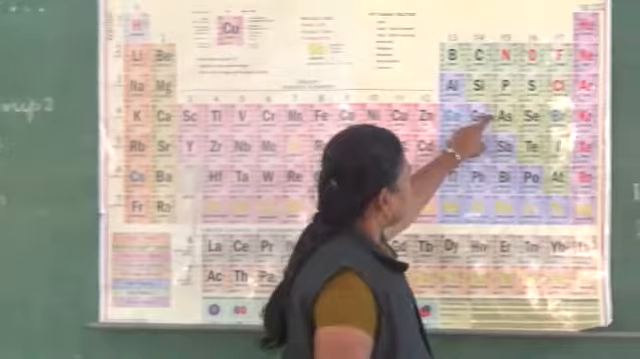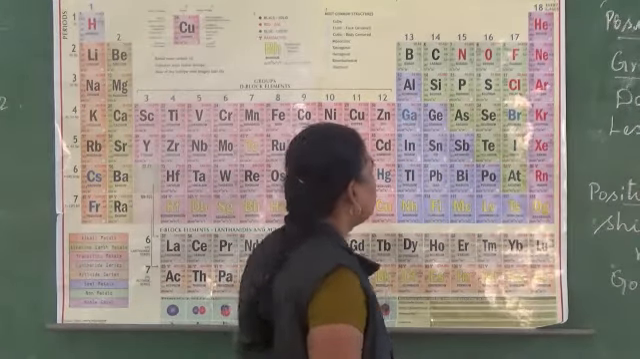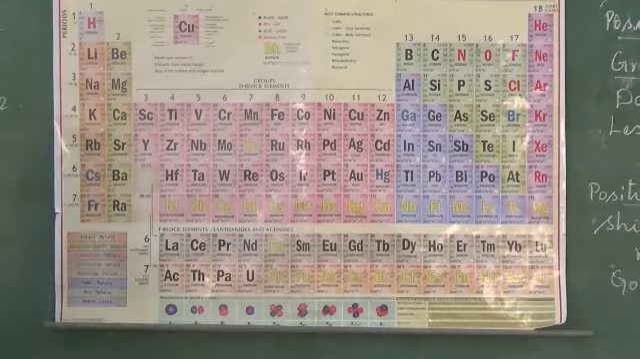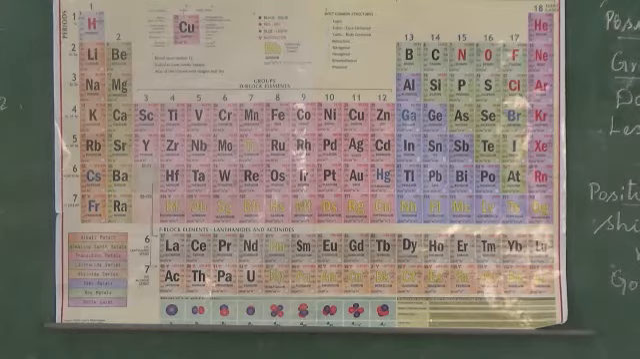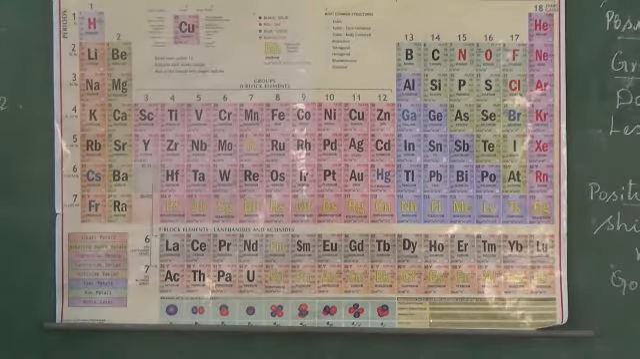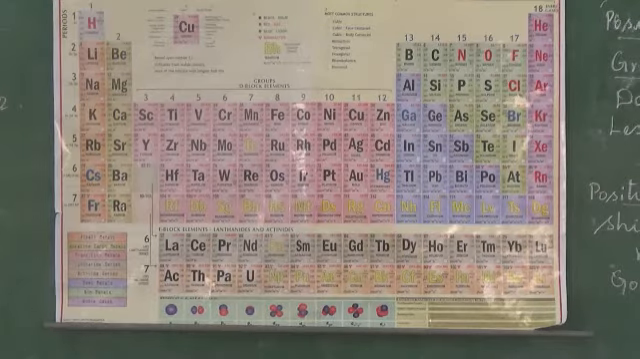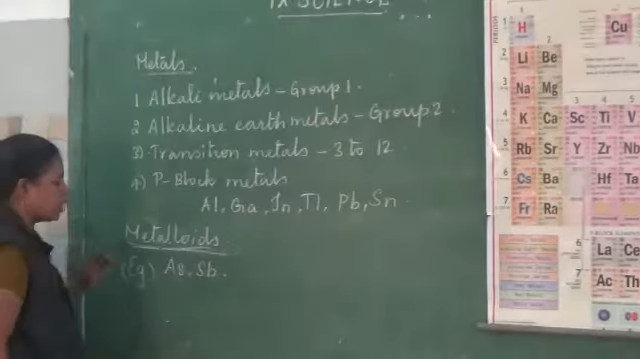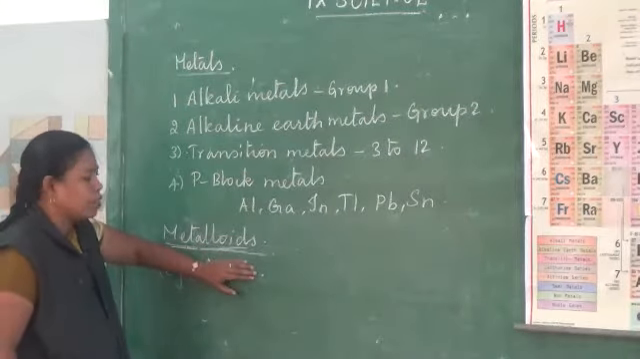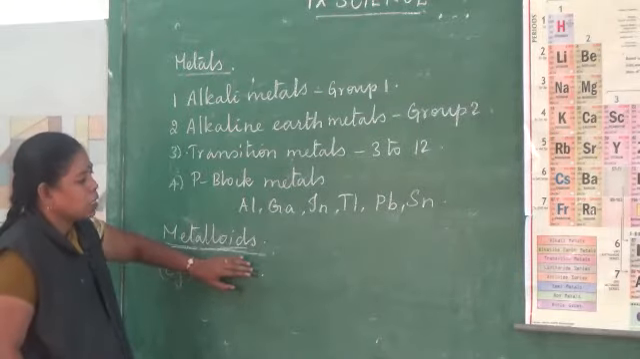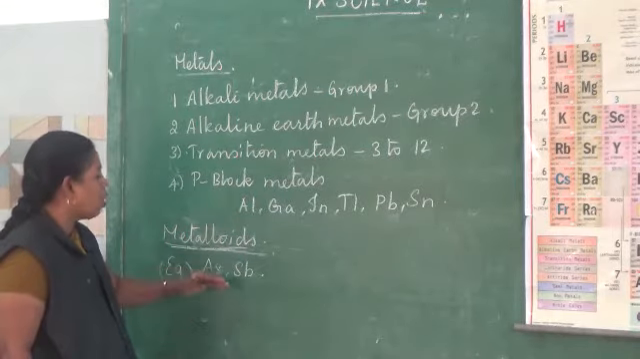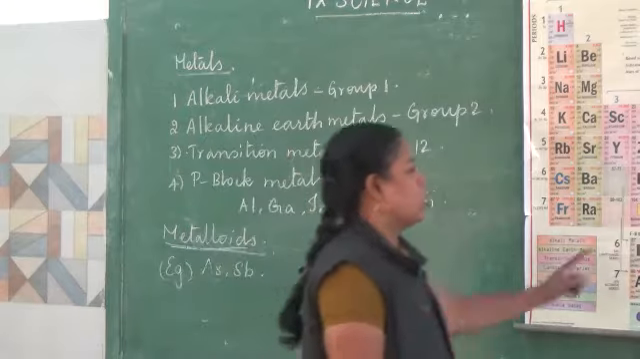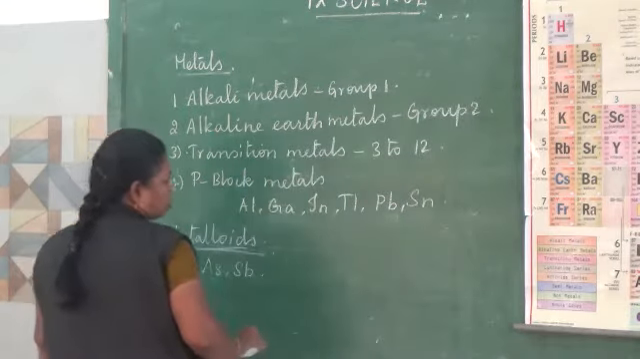Here arsenic, antimony, bismuth are metalloids. Examples for metalloids are arsenic and antimony. These are the elements which have the property of metals and non-metals. That means sometimes they get the property of metals, sometimes the property of non-metals. So their property is intermediate between metals and non-metals, and they are called metalloids. These are also placed along with the p block elements. And next we are going to see about non-metals.